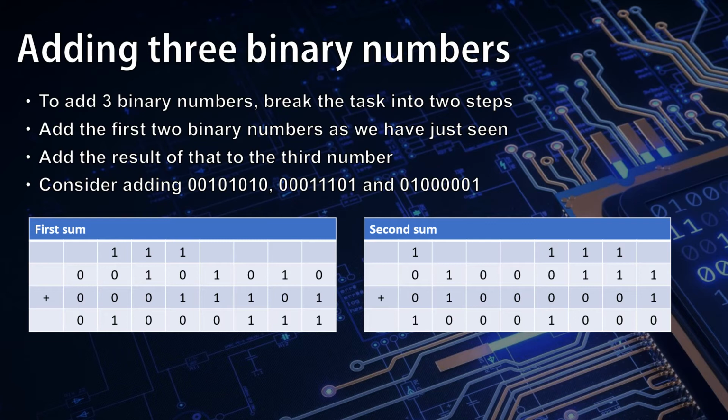1 and 1 is 0, carry the 1. 1, 1 and 0 is 0, carry the 1. 1, 1 and 0 is 0, carry the 1. 1 and nothing else is just 1. 0 and 0 is 0, 0 and 0 is 0. 1 and 1 is 0, carry the 1, 1 and nothing else is 1. And we have our final answer, that is the total of all 3 of the numbers together.